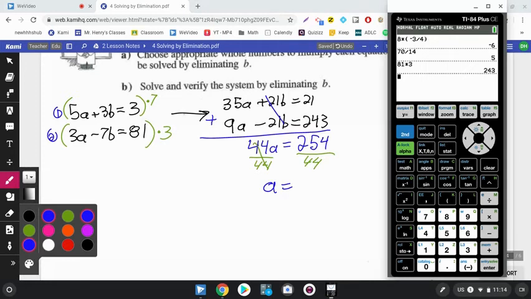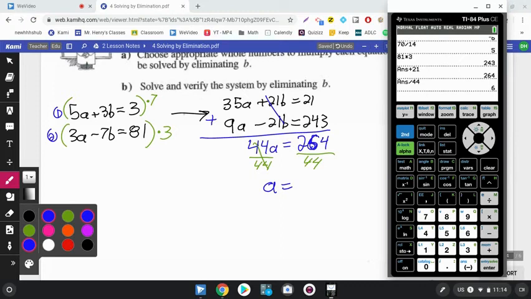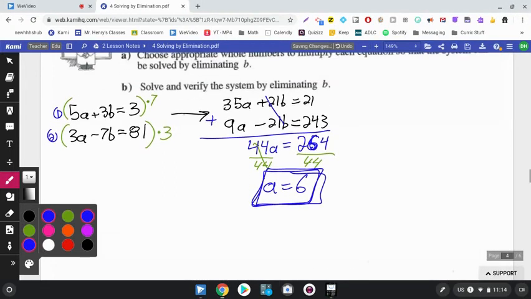A equals, so what was it? 243 plus 21, oh, 264. Oops. Quickly change that. 264 divided by 44 is 6. Okay, the a value is 6. I found one of my pieces, that's awesome.